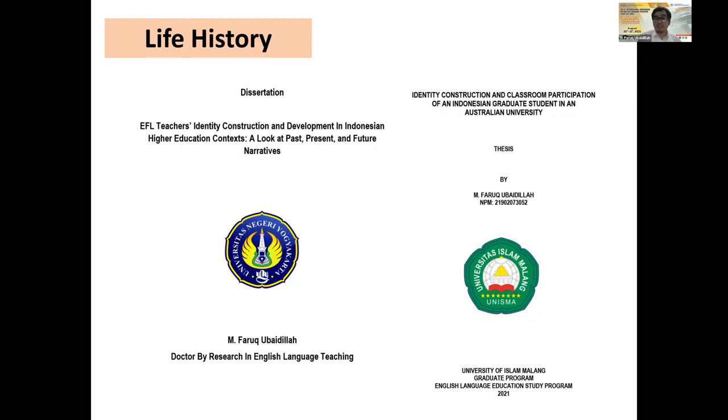And the right side is my master degree thesis. I also used a life history with only 1 research participant. So life history, in my mind, is best used for a quite long research data collection, like dissertation or even thesis, if this is possible for you who are currently planning to do a master's degree.